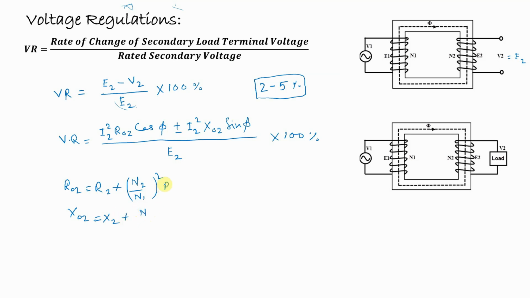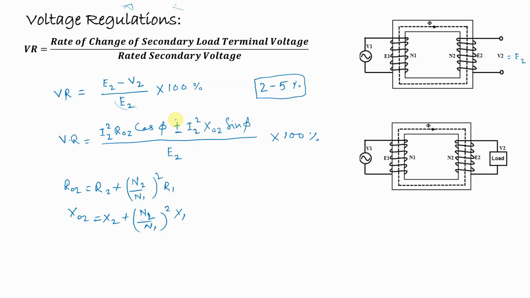So it can be calculated as (N2 by N1) square into X1. Cos phi is the power factor of the load, and if you know the cos phi, then we can easily calculate sin phi also. So this formula is used to find the voltage regulation, and here E2 is the rated secondary voltage.